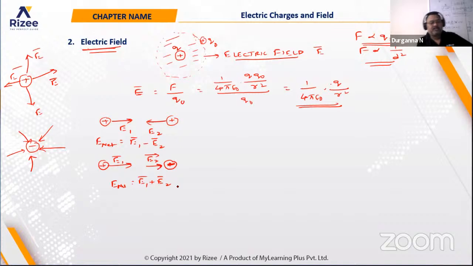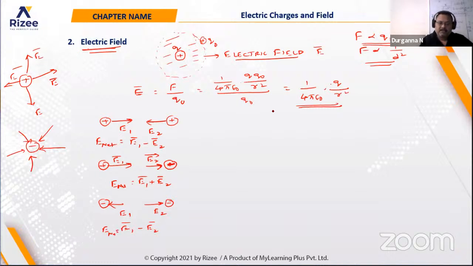Based upon the directions, you have to add or subtract them. Or if it is a negative charge here and there is a negative charge here, then the electric field will be acting into them. So this will be the E1, this will be the E2. So in this scenario also, it will be the E1 minus E2. So this is the net electric field in this situation.